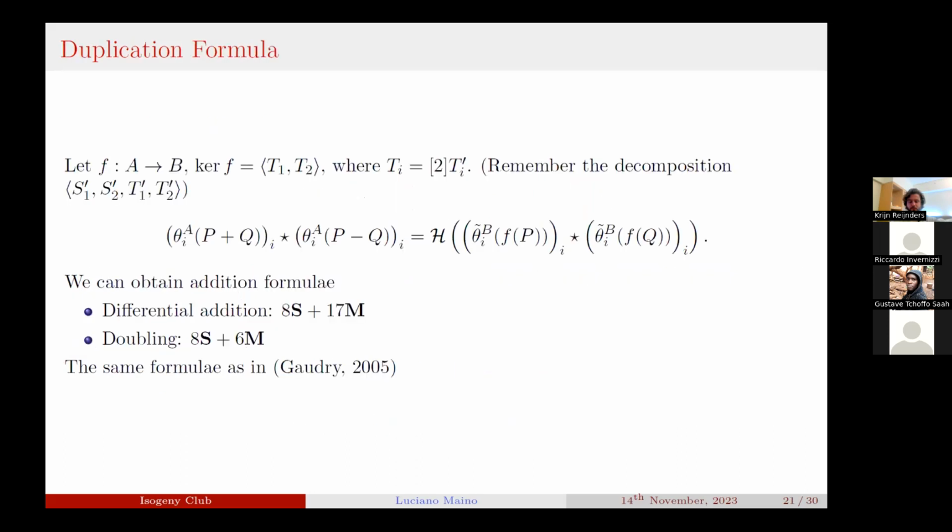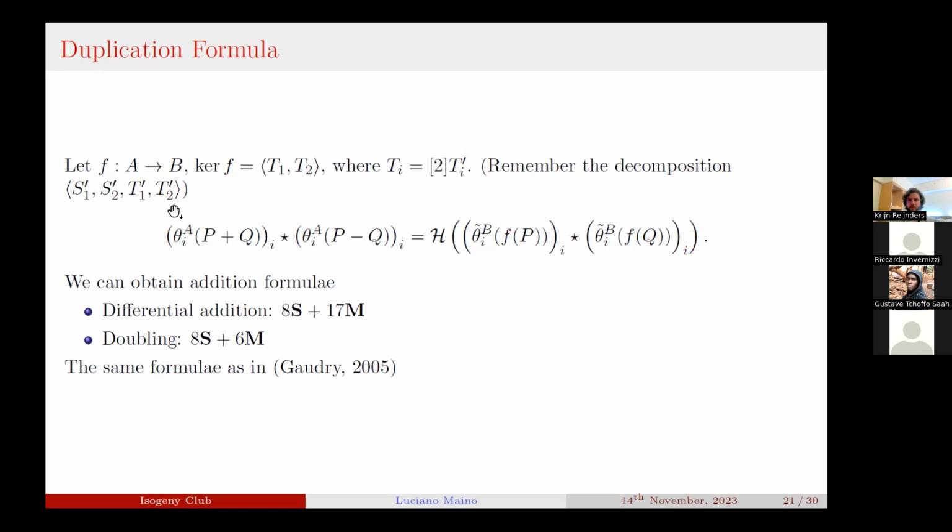The isogeny formula comes from the duplication formula. So now let's recall this notation. As I said in the previous slide, we have a theta structure coming from the symplectic decomposition, right? And here we look at this isogeny F originating from A and mapping onto B. And the kernel of F is given by T1, T2, where the Ti are basically 2 times Ti prime. That's the reason why we have prime here.